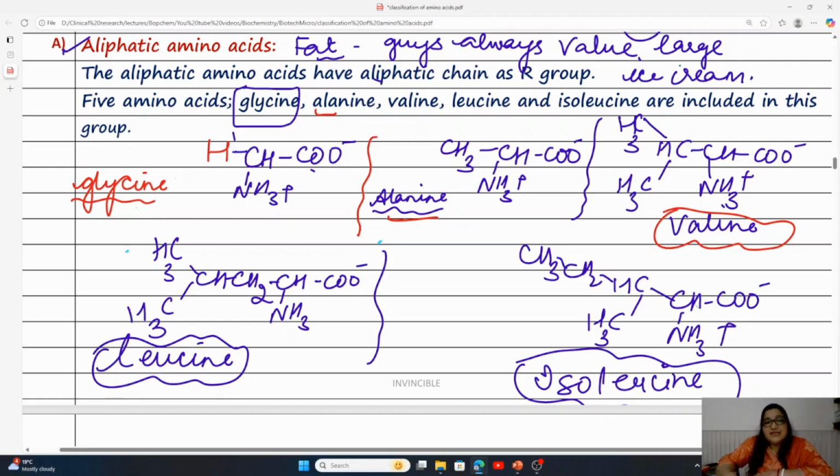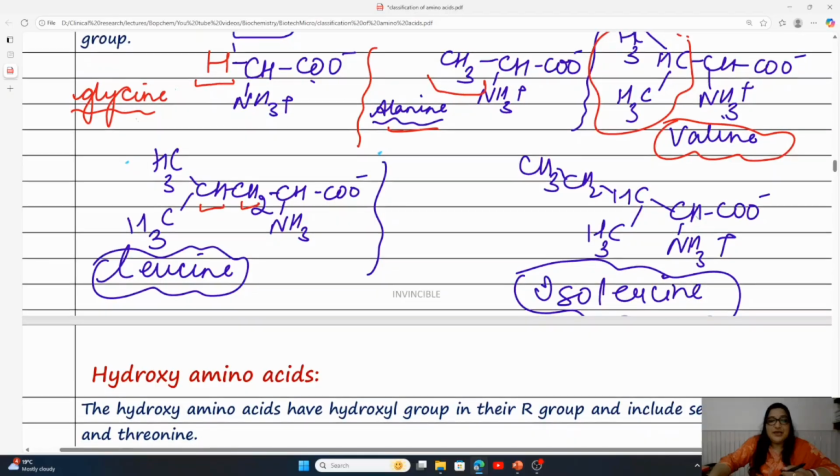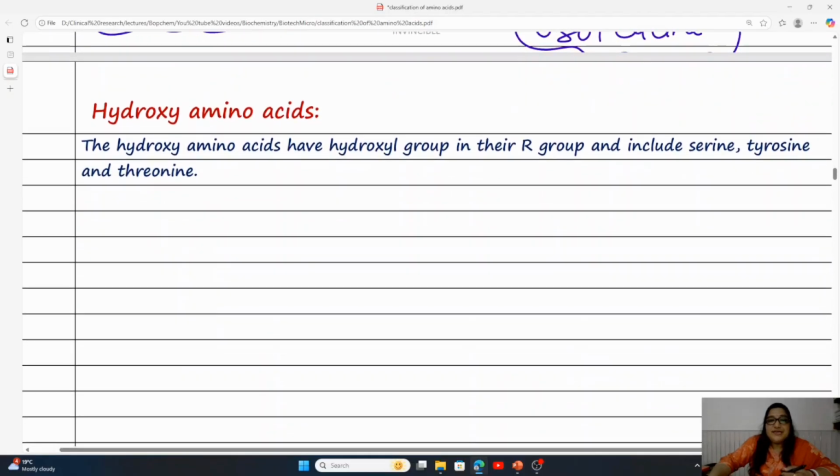And here we see in the typical amino acid, first of all we replace H, then CH3, then again this group we have replaced. Then we are just adding one more CH2 to the structure of valine. So we are just adding up the alkyl groups, and hence we are getting the aliphatic amino acids, and the short code goes like fat guys always value large ice cream. Okay. So now moving on to the second classification.